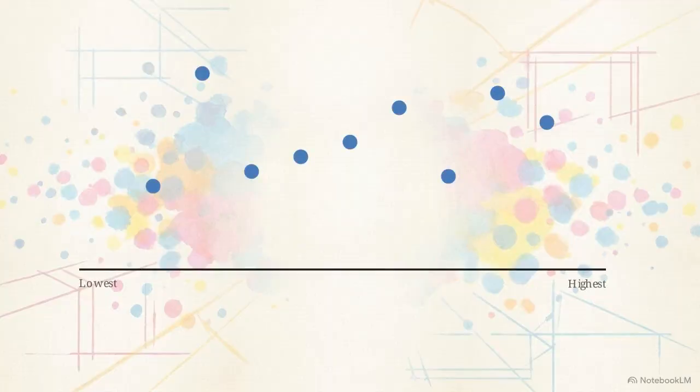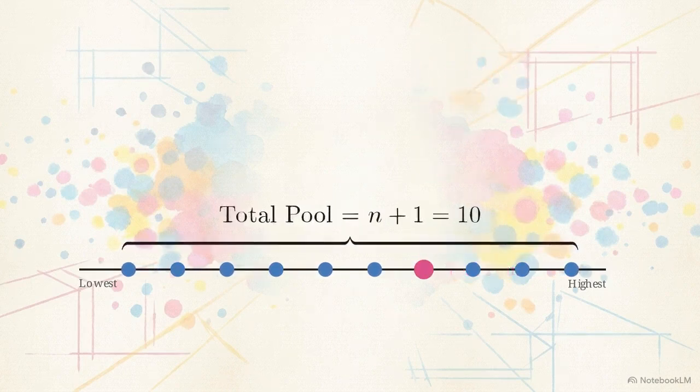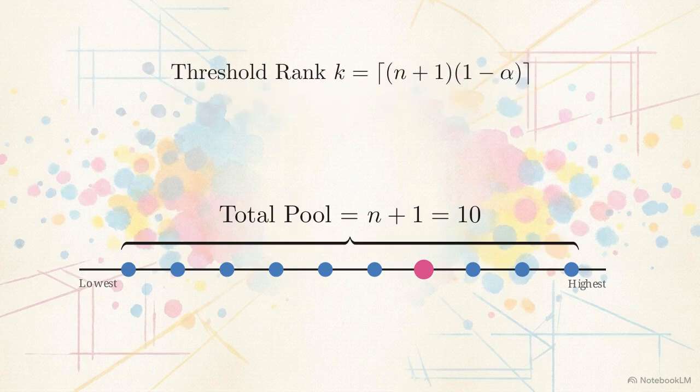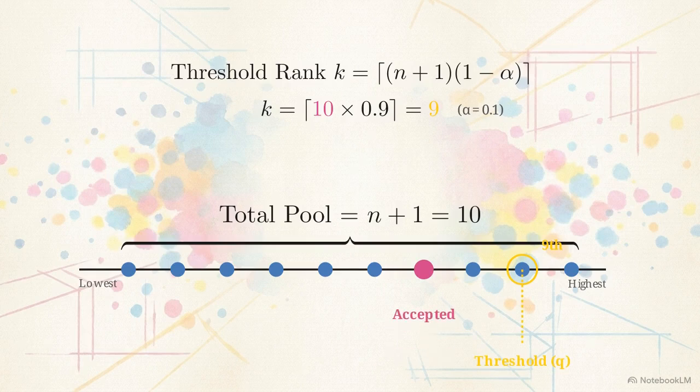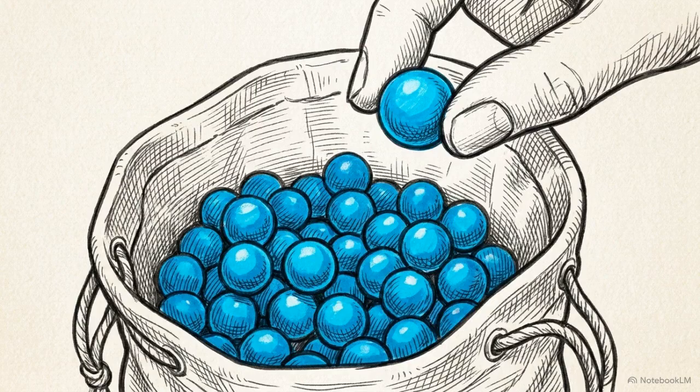We take the calibration scores and organize them, sorting them from the lowest to the highest values. To find the correct threshold, we must evaluate an incoming test prediction against the sorted array. Crucially, we treat the test score as a potential member of the group, meaning the rank calculation is done over n+1 items. If we have 9 calibration points, the total pool evaluated is now 10. This relies on exchangeability, the assumption that the test example is symmetric with our calibration data, like pulling another marble from the same bag.